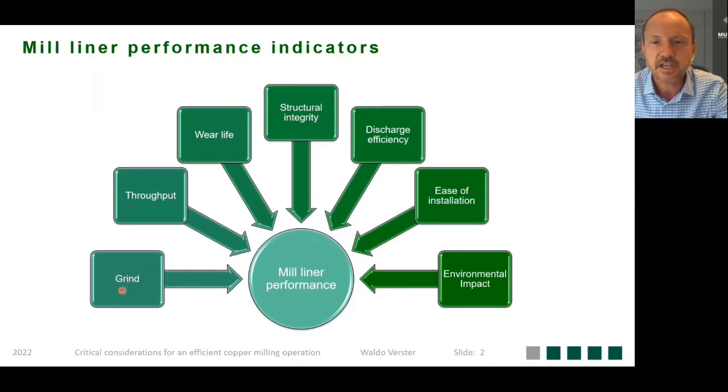Your grind efficiency and selecting the correct grinding mechanism for your application. The throughput of the mill, this will be directly influenced by your liner design, as we will see today. Wear life, structural integrity. Structural integrity, this is specifically to protect your shell and heads of the mill. Discharge efficiency, ease of installation, that we will also focus on today. And lastly, environmental impact, where we want to minimize the amount of liner material left towards the end of liner life.